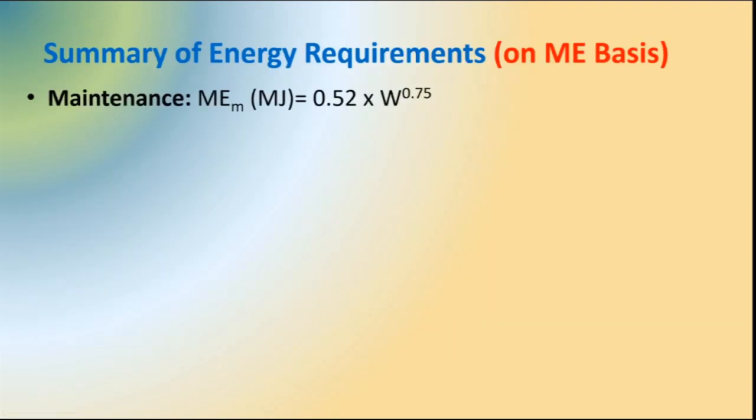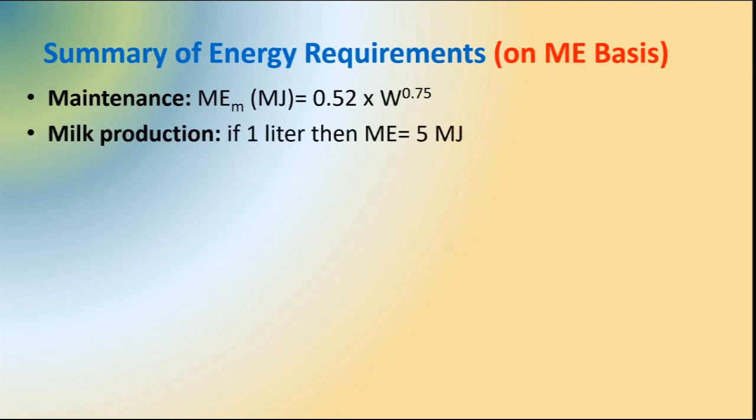So on metabolizable energy basis, here is the summary. For maintenance, there is a formula for calculating the energy requirement: 0.52 times metabolic body weight. Metabolic body weight is the live body weight of an individual raised to the power 0.75. In the next slide, I will show how we can calculate this metabolic body weight.